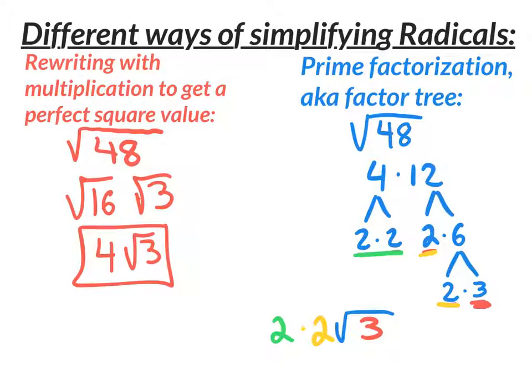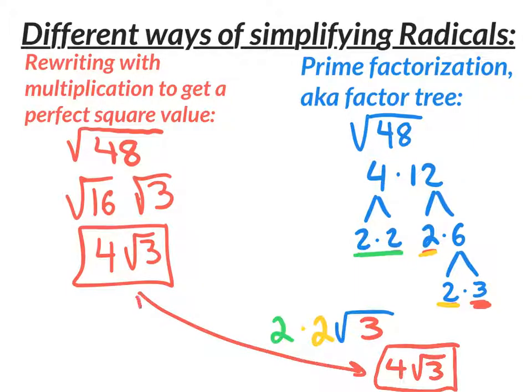So what do we really have here? We have 2 times 2, which is 4, and the square root of 3. That's the same exact answer as we have over here. It's just done with a different method.